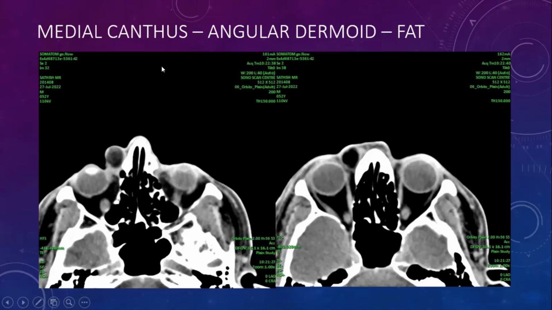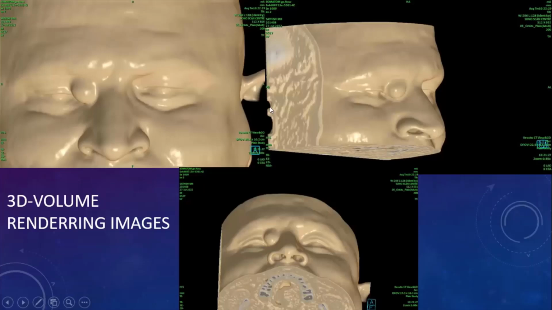This was another case, a mass lesion noted in the medial canthus. CT scan, once again, is one of the finest modalities to detect a dermoid. In a CT scan, when we see this hypodense area, that is fat attenuation, we can mention the Hounsfield units based on whether it is solid, cyst or fat. So a fat-containing lesion within the medial canthus turned out to be an angular dermoid. This is a 3D volume rendering image. We can create images like a module here, and this is the same case noted in the medial canthus. This is the dermoid that is protruding here.